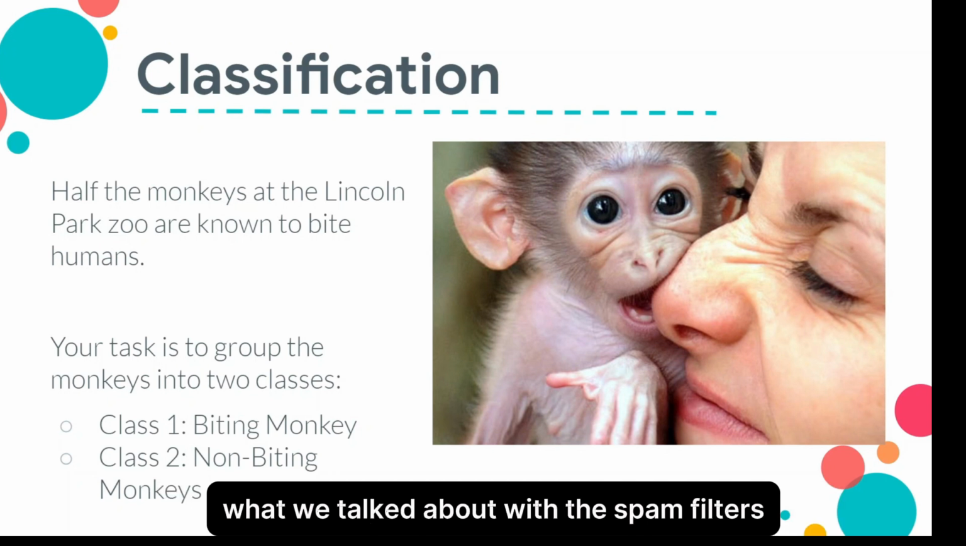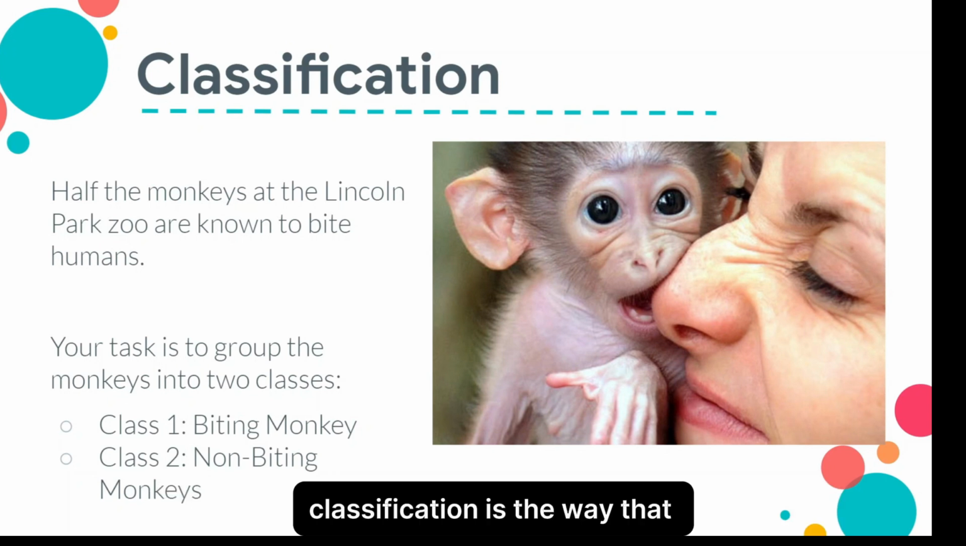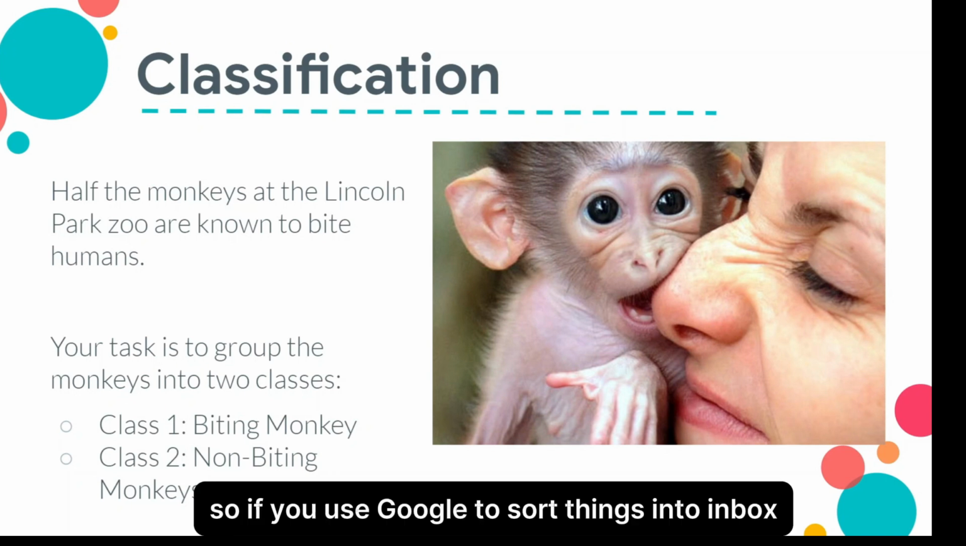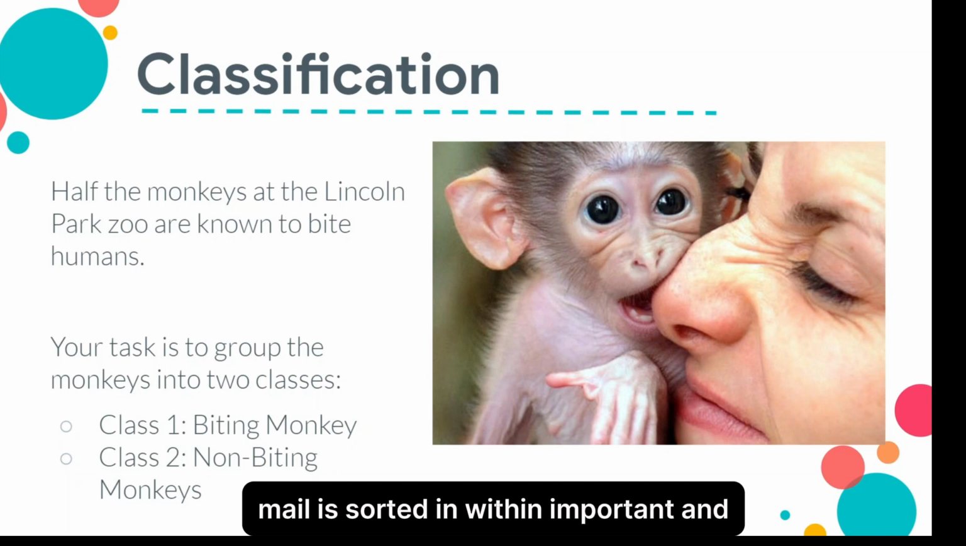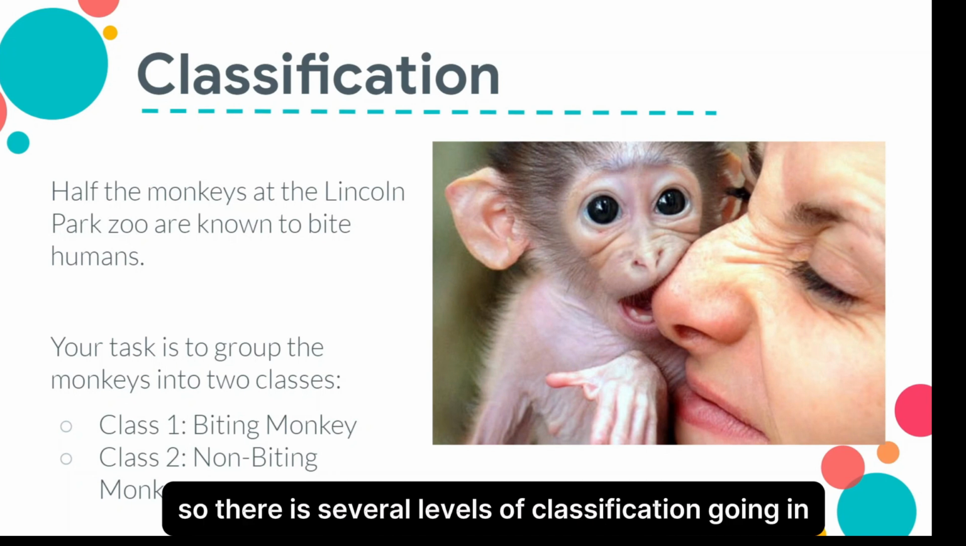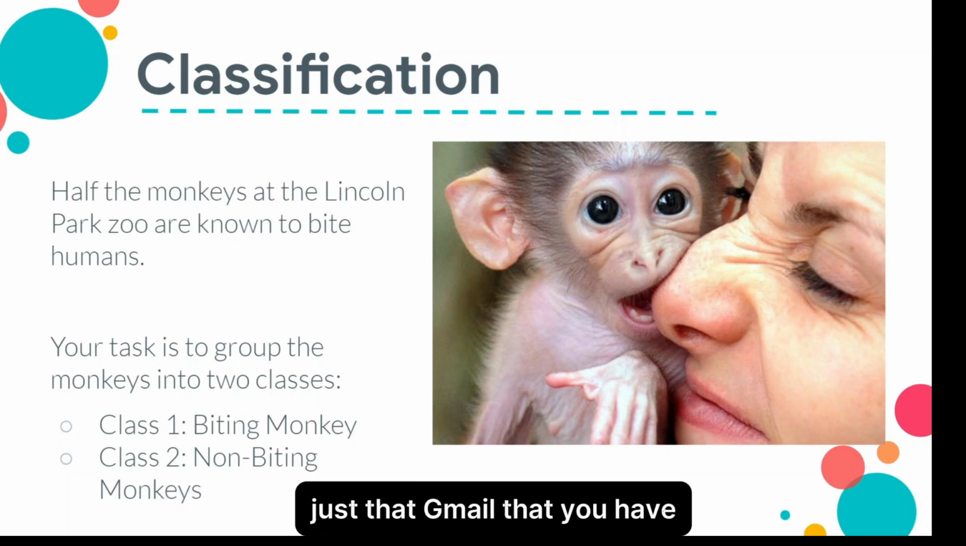Like the example we talked about with the spam filters. Classification is the way that the spam filter sorts the email. If you use Google, it will sort things into the inbox and the spam filter, and then within your inbox, it sorts mail into important and all the other mails. So there are several levels of classification going on in just that Gmail that you have.